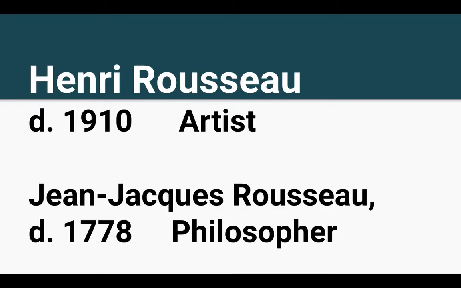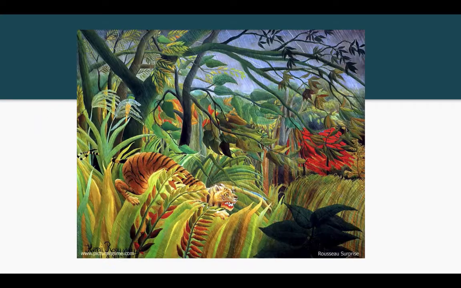So just a little note. This is Henri Rousseau, and he's considered a post-impressionist. He died in 1910, and of course he's an artist. Don't confuse him with the other famous Rousseau, Jean-Jacques Rousseau, who died in 1778, was a philosopher, and wrote about the social contract. So there are two famous Rousseaus.